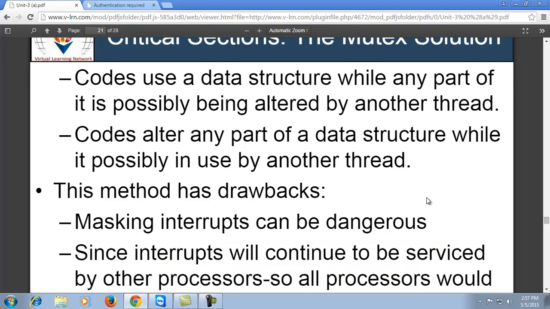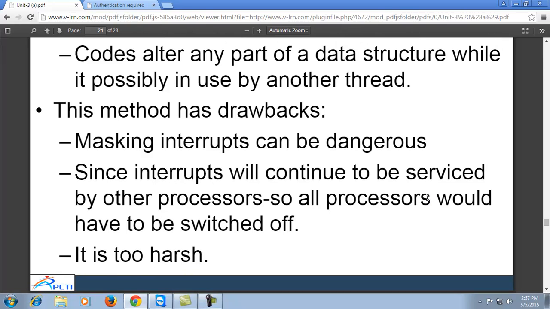First, masking interrupts can be dangerous. This is the situation when we don't know which system and which process is entering into the system and updating the value. Next, since interrupts will continue to be serviced by other processors, all processors would have to be switched off. When someone is accessing the system and another processor enters the system to update the value, all processors would have to switch off. It is too harsh when another process is interrupting continuously while one process is executing its task.